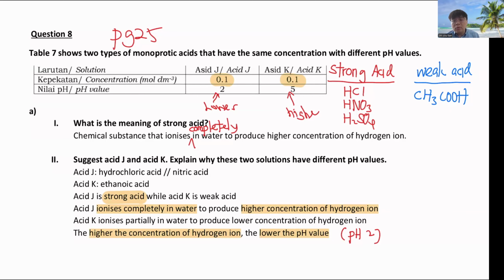In Form 5, Chapter 5, the popular one is the heat of neutralization. You put acid and alkali, then you mix them together, then you get a temperature. Use that to calculate the heat of neutralization. I put it inside the blue book folder, paper three, for you to read through.